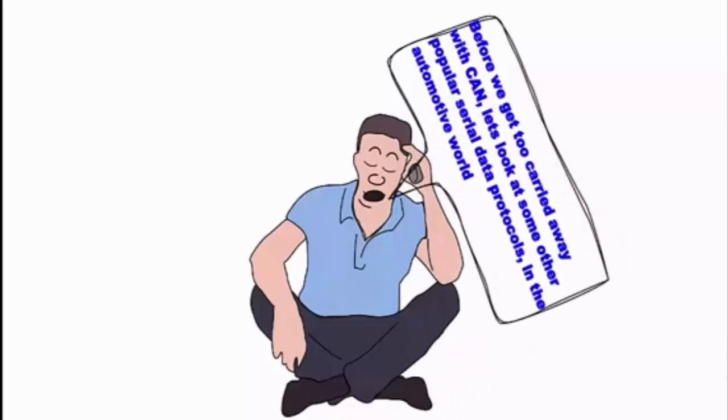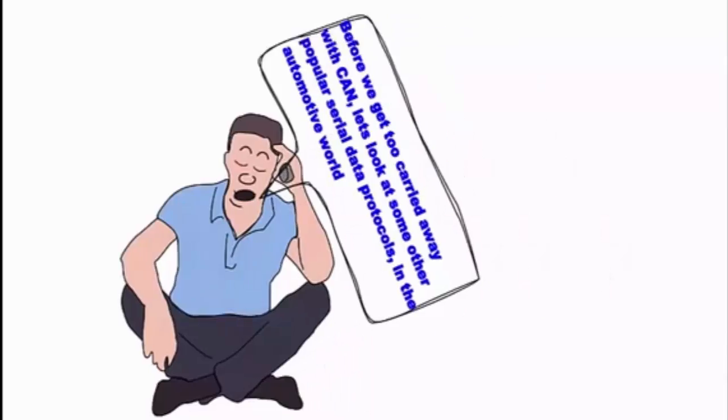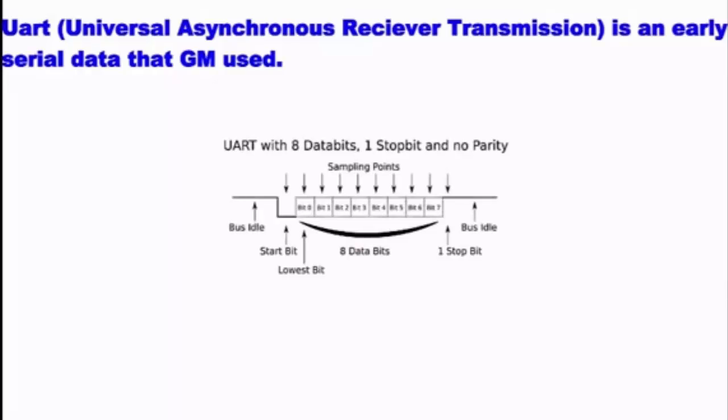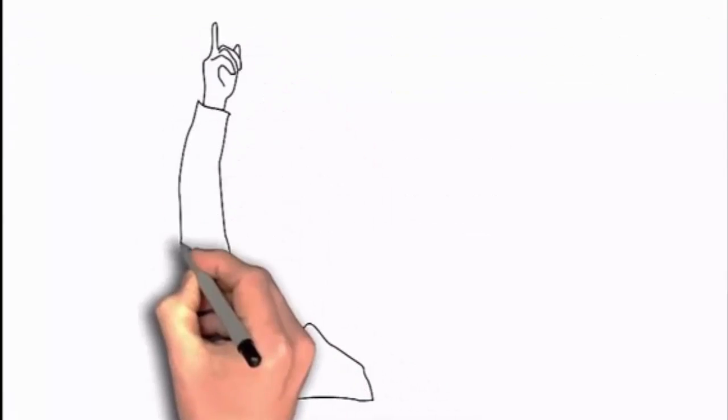Let's start with the protocol UART, meaning Universal Asynchronous Receiver Transmitter. It is an early serial data bus that GM used, and it is a 5-volt serial bus that toggled the voltage up and down. If a module wanted to talk on the bus, it would pull the 5 volts down. It could talk and listen, and it was the first to be bidirectional. UART is still used today.